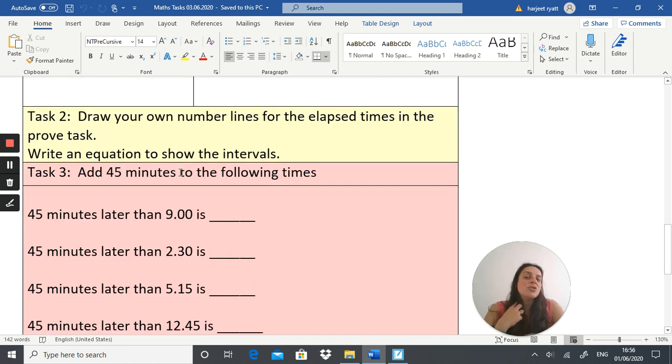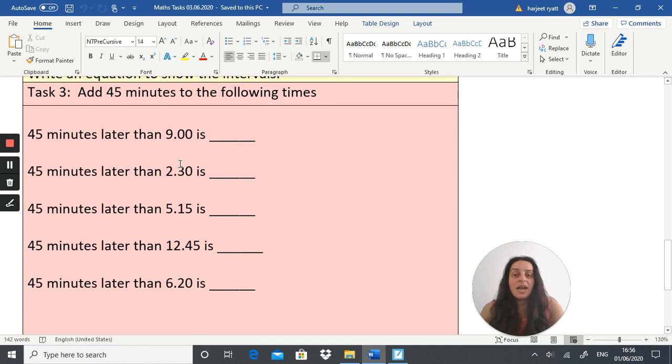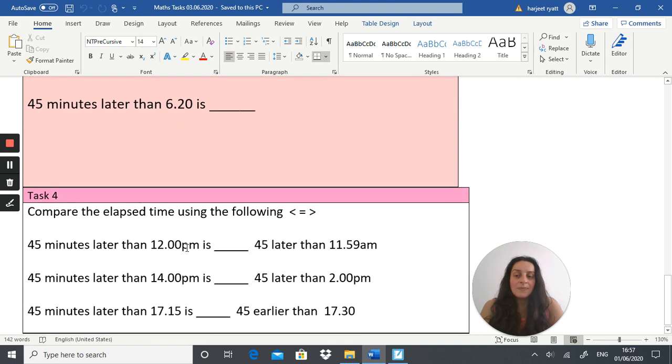Task 2 is asking you to draw your own number lines for the elapsed times in task 1. So for each of the clocks in task 1, you need to draw number lines to show the elapsed time. Also write an equation like we did yesterday to show the elapsed time as well. And task 3 wants you to add 45 minutes to the following times: 9, 2:30, 5:15, 12:45, 6:20.